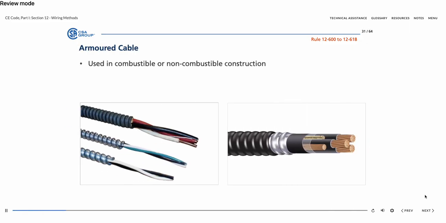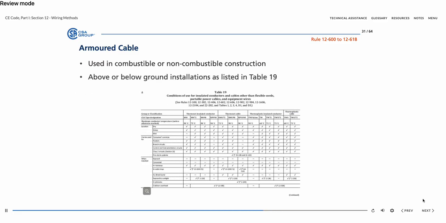Armored cables come in a number of different varieties, including Tech 90 and AC 90. Table 19 outlines which types of armored cables are suitable for installations both above and below ground.